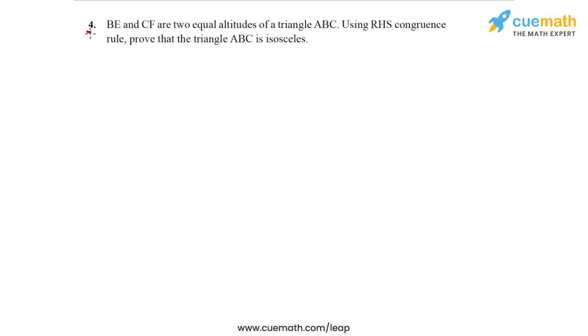In question 4 of the exercise, the problem statement is as follows. BE and CF are two equal altitudes of a triangle ABC. Altitude is a segment drawn from a vertex which is perpendicular to the opposite side. And we have two equal altitudes in triangle ABC. Using the RHS congruence rule, prove that the triangle ABC itself should be isosceles.